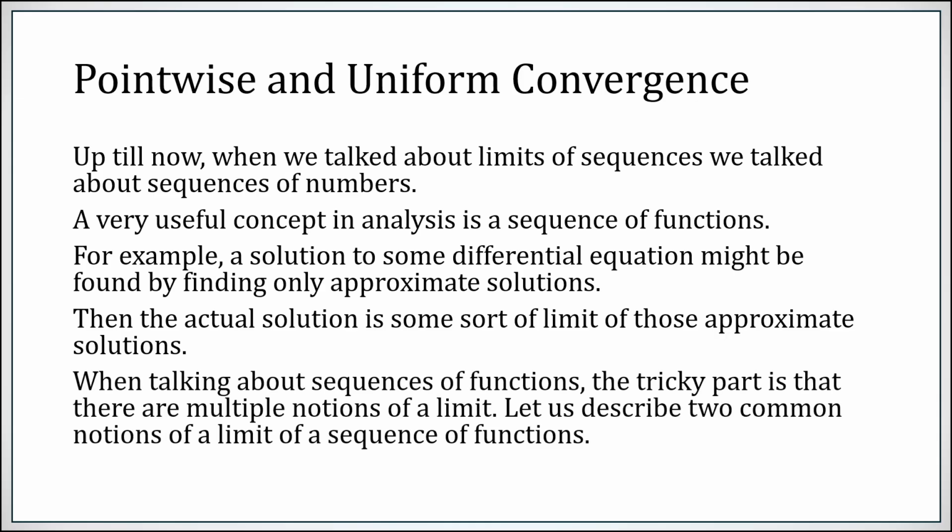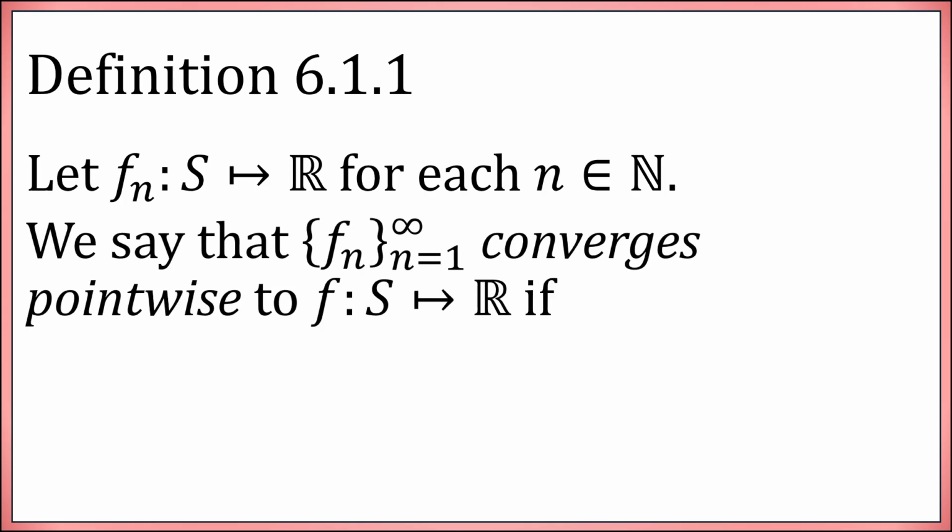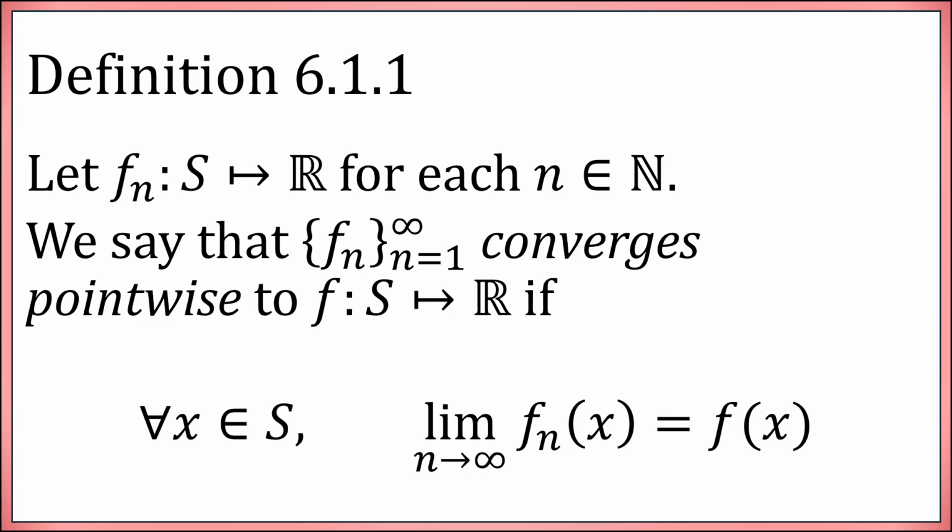When talking about sequences of functions, what's a little difficult and tricky is that there are different notions of what this limit might mean. So we're going to describe two common notions of a limit of a sequence of functions. So here is our first definition. Let fn be a function from a set S into the real numbers for each natural number n. Then we say the sequence of functions fn converges pointwise to a function f if for every point x in S, the limit of fn of x converges to f of x.